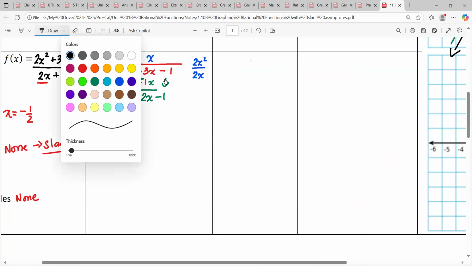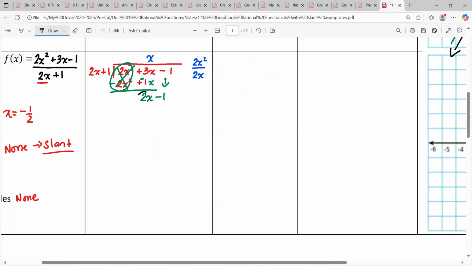You take the first one, 2x, and you divide it by the 2x over here. So what is 2x divided by 2x? 1, right? So what do we put up here? Plus 1. And then we multiply again. So 1 times 2x, 1 times 1. And don't forget this part, okay? We're going to subtract.